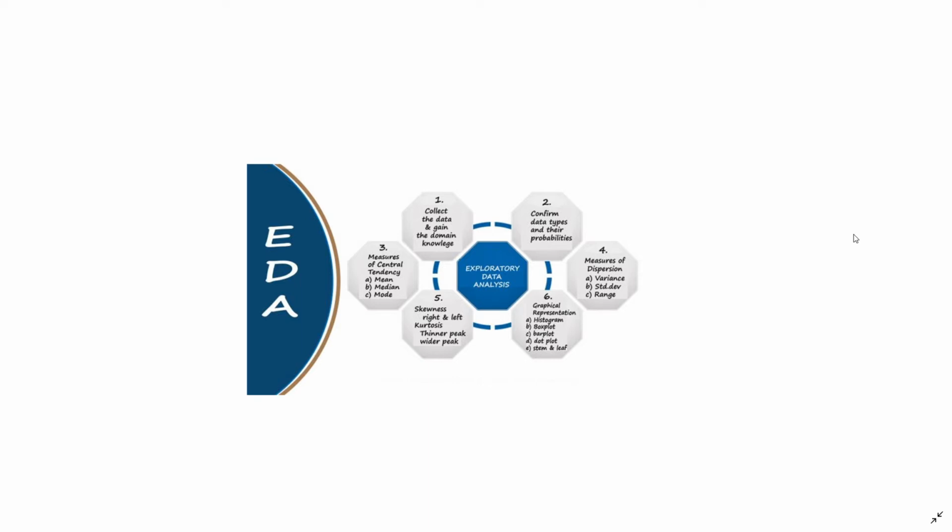Data is a number which has some kind of units. And analysis is drawing conclusions out of something and analyzing it completely. Okay. So let's understand this entire thing as a whole.